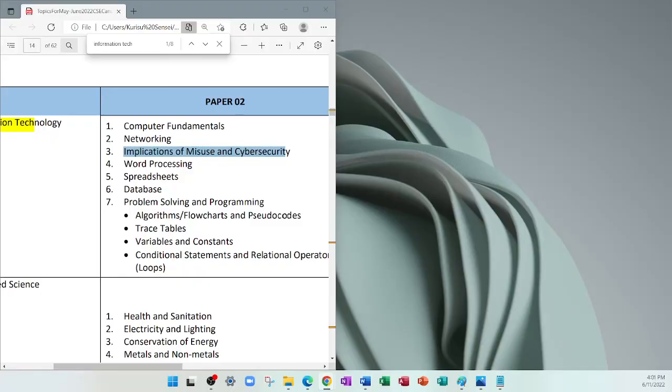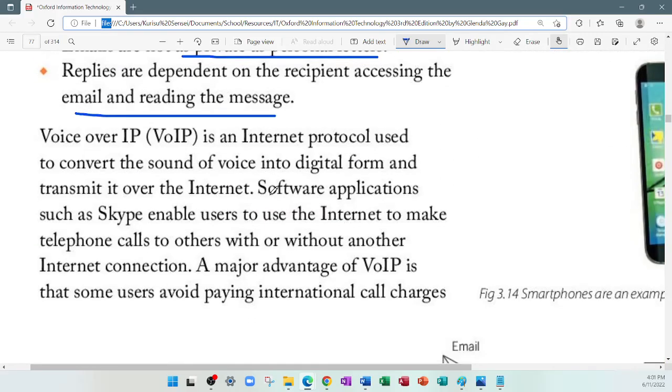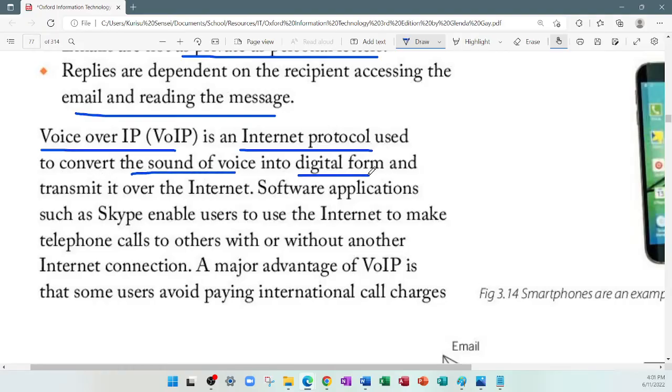All right, what else do we have to cover quickly? What is VoIP? What is voice over IP? Voice over IP is an internet protocol that is used to convert sound into a digital form, or digital data, so that you can transfer it over the internet. So it's basically like a replacement for telephone calls. Instead of using landlines to make your telephone call, you can use the internet to make your telephone call.